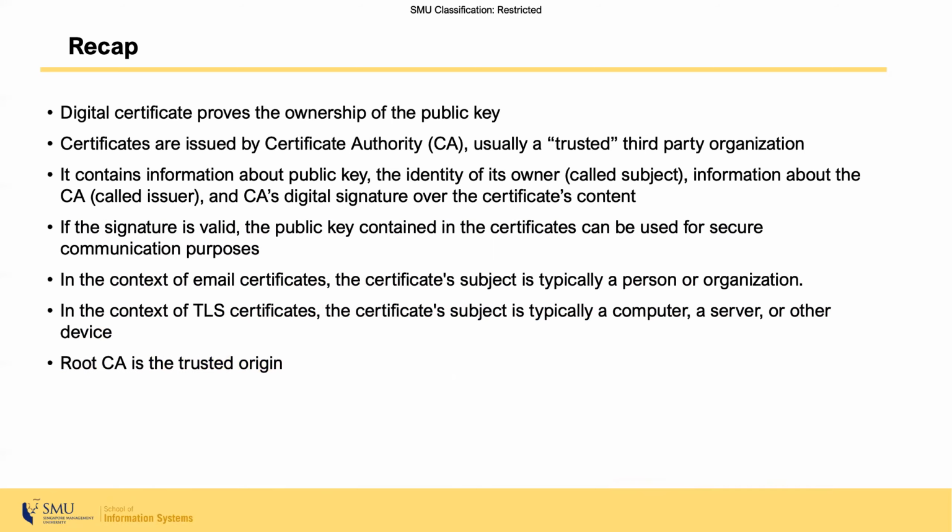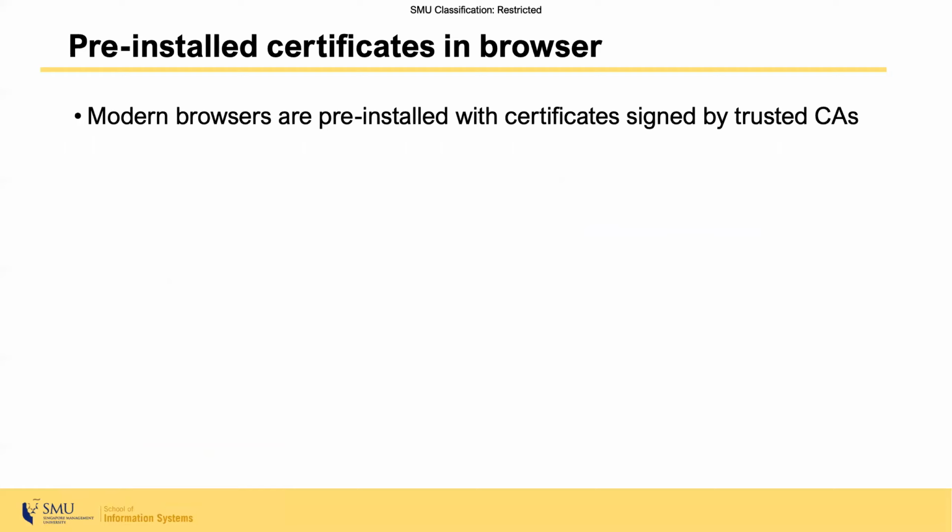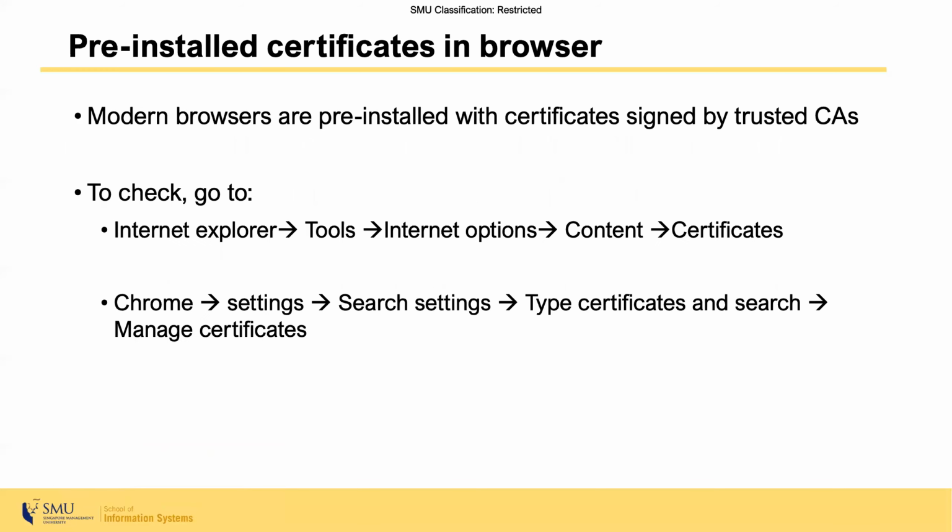Finally, the concept of root CA is the final trusted origin, because security has to originate from somewhere, and security originates from trust. Last but not least, the modern browsers are pre-installed with certificates signed by trusted CAs. If you want to check the certificates installed in your laptop or desktop computer, you can go to IE or Chrome and follow these steps, and then you will see the certificates that are stored in your browser.